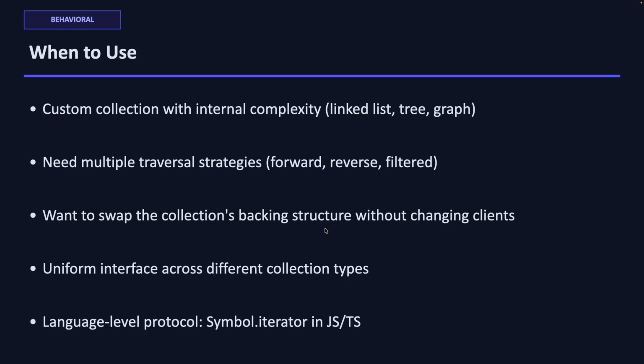It is also the right choice if we want to have a uniform interface across many different collection types. JavaScript and Java have their own iterator mechanism inside the language that can go through all of those different collection types like arrays, maps, sets, and objects. They all can go through the same iterator protocol.